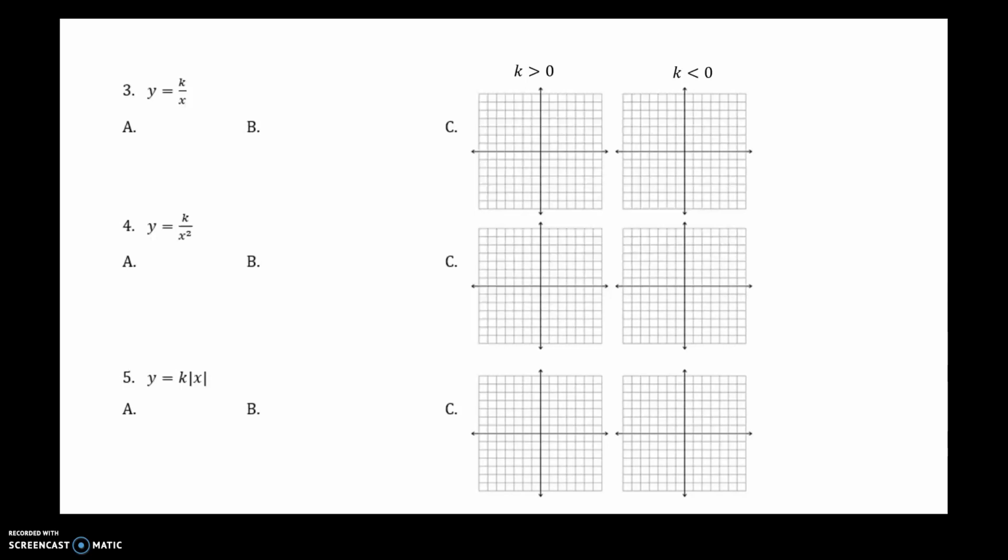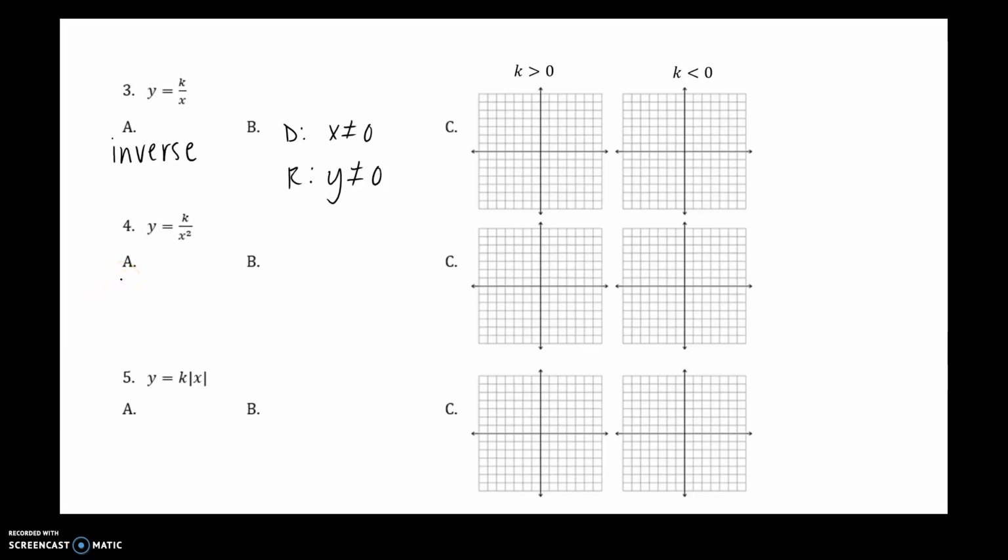Okay, y is equal to k over x. This is your inverse function. The domain and range: if I look at this, my x values are in the denominator. So my restriction would be that x can't equal 0. If I look at my numerator, it is a number. That number can never equal 0. So my range would be that y will not equal 0.